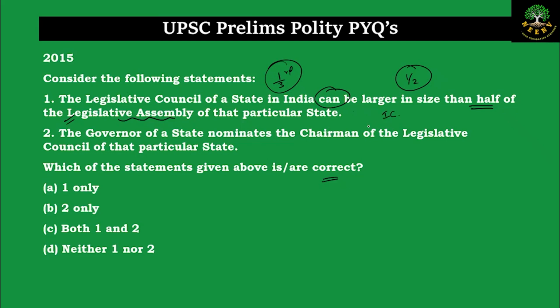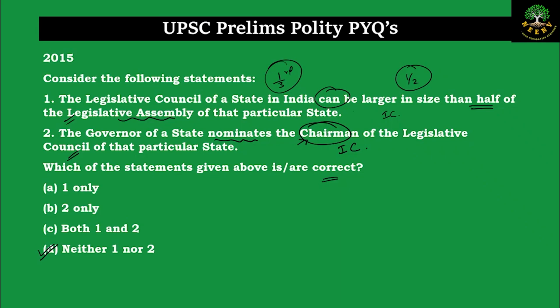Statement 2 says the governor of a state nominates the chairman of the Legislative Council of that particular state. Here the keyword is nominate. The governor of the state doesn't nominate the chairman of the Legislative Council. The chairman, the presiding officer of the Legislative Council of a particular state, will be elected among the members of that particular council. So the governor doesn't nominate; the chairman will be elected from amongst its members. So this statement is also incorrect. Now the question is asking us which of the following statements are correct. Since both the statements are incorrect, the answer will be neither 1 nor 2, D.